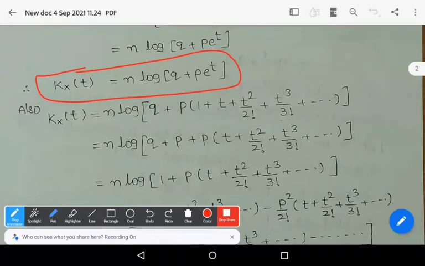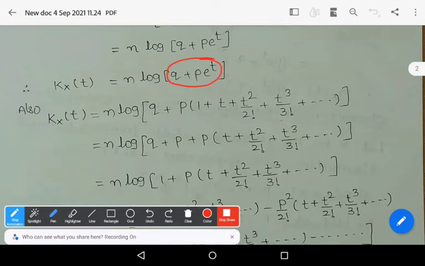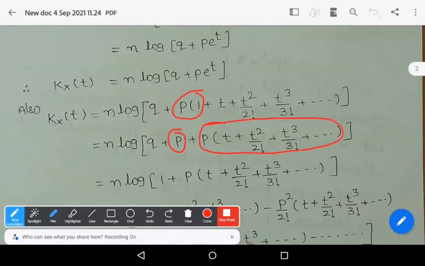Let us simplify this one. So log(q + p e^t). We know the expansion of the exponential function e^t: 1 + t + t^2/2! + t^3/3! and so on. Now simplify. Multiply p with 1, and the remaining terms as they are: p(1 + t + t^2/2! + t^3/3! + ...) plus q.